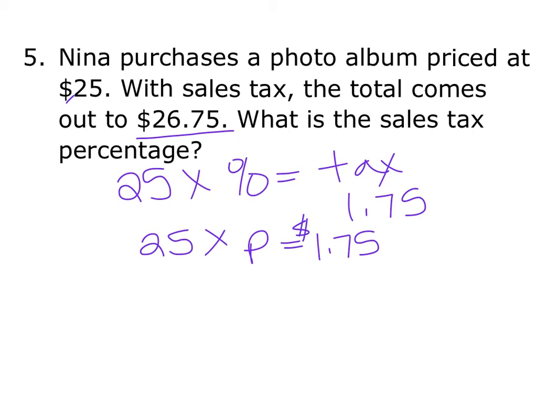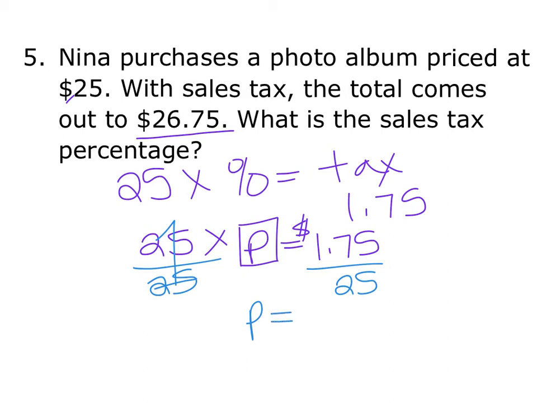So once again, our unknown is not isolated. We have to isolate our variable here. And the opposite of multiplying by 25 is to divide by 25. So let's divide both sides of the equation by 25 to isolate our variable. Our variable becomes isolated on this side. And once again, we want to be careful when we put this into the calculator. We read from the top down, so we're entering this into the calculator as 1.75 divided by 25.